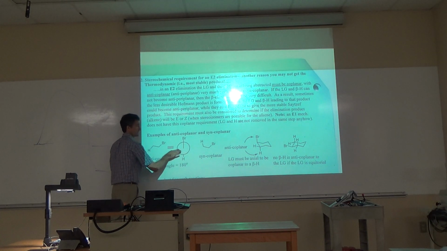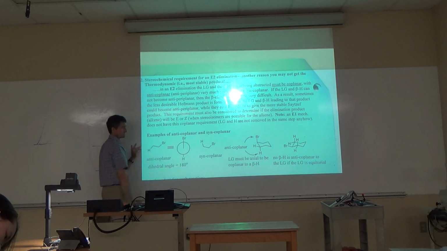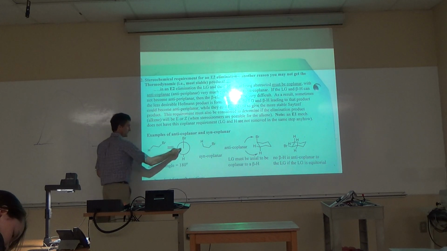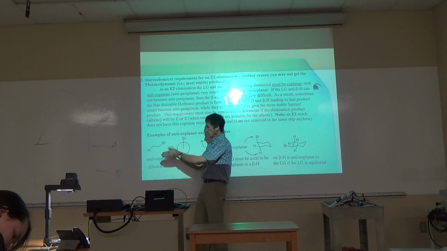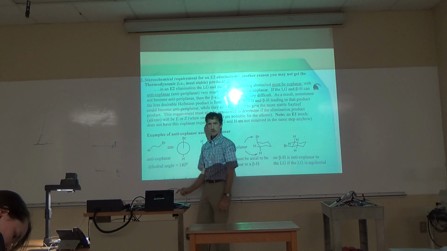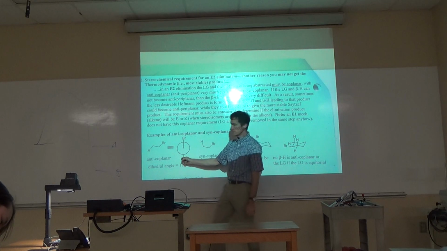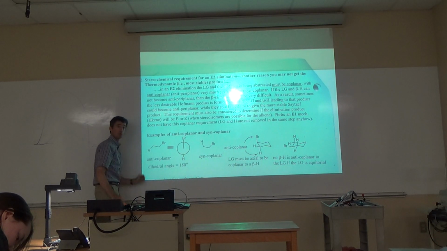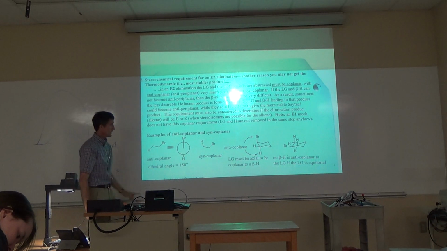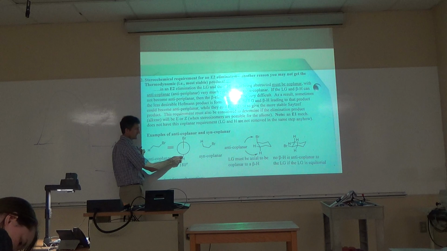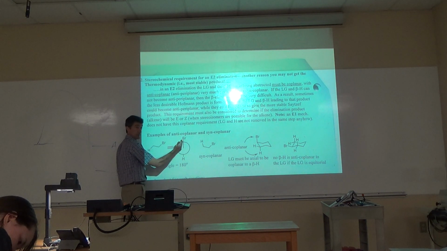Newman projections. Right, it's as if you're looking over here. Front carbon, bromine going straight up. Back carbon, H going straight down. Right? Okay? This would be anti-coplanar, shown in a Newman projection. Syn-coplanar would be: the H would also be up and they would be eclipsed. Yeah?